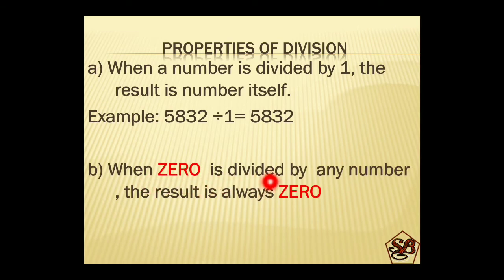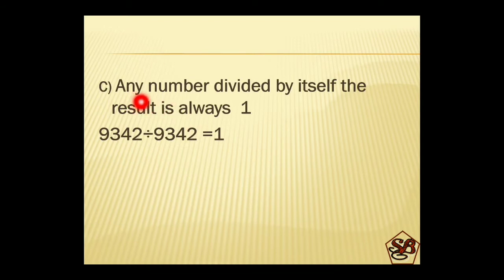When 0 is divided by any number, the result is always 0. Example, 0 divided by 481, the answer is 0. No matter how big the divisor is, the answer will always be 0. Any number divided by itself, the result is always 1. For example, 9342 divided by 9342 is equal to 1.